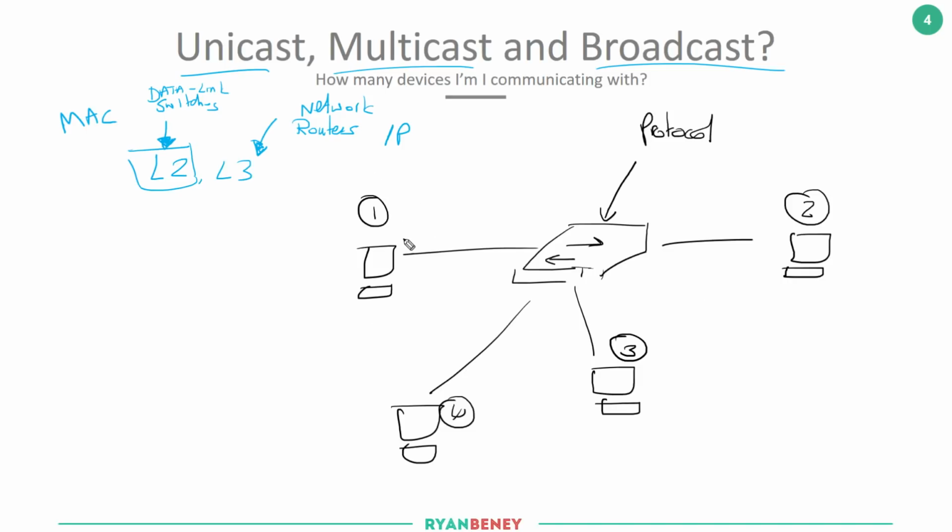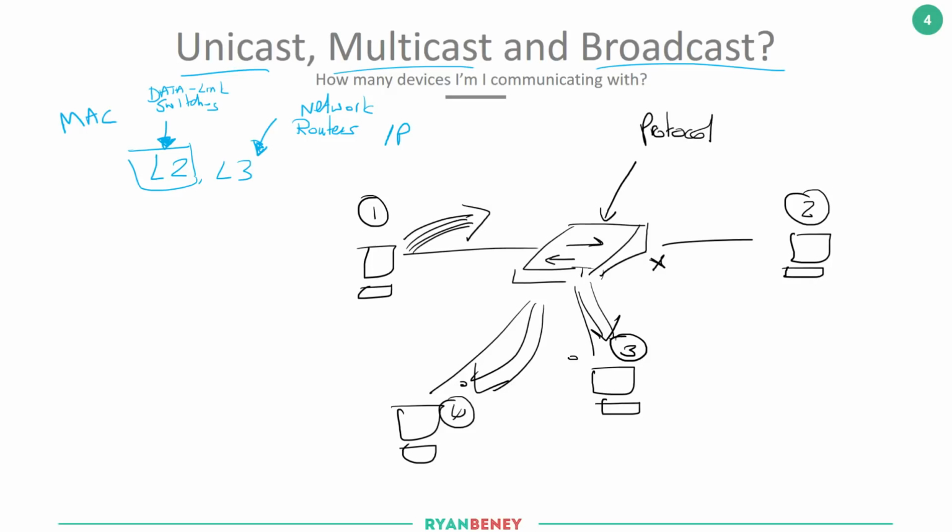Let's say, for example, PC1 is streaming some sort of video. What can happen is PC3 and 4 will be set up to listen to that video, so the switch would know to send that communication to 3 and 4 but not to 2. This is a multicast communication. So it's not to everyone, but it is to more than one.